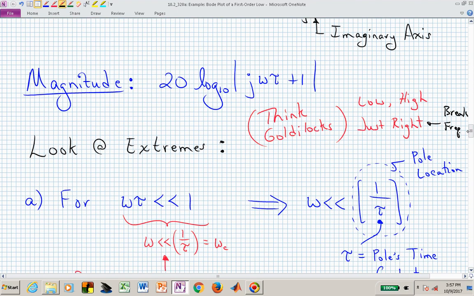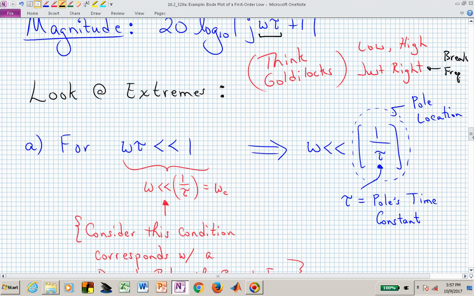So now, let's look at some of these extremes. Suppose in this argument of our logarithm, we look at the case where the imaginary component, where omega tau, suppose that coefficient is much less than 1. What does that mean? Well, now in red, we can see what that translates into for omega. Omega being much less than 1 over tau, and in our case, remember, tau was 1/5, so 1 over tau is 5. So what happens when omega is much less than 5, 5 being our break frequency?